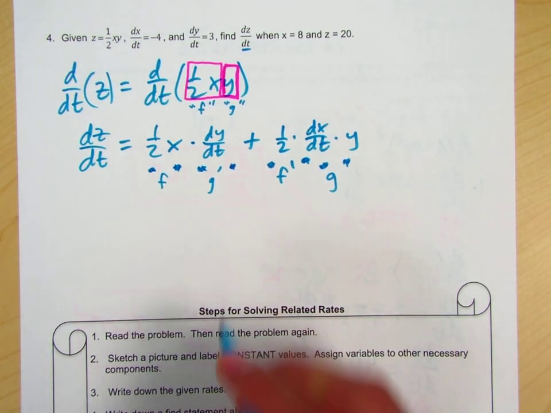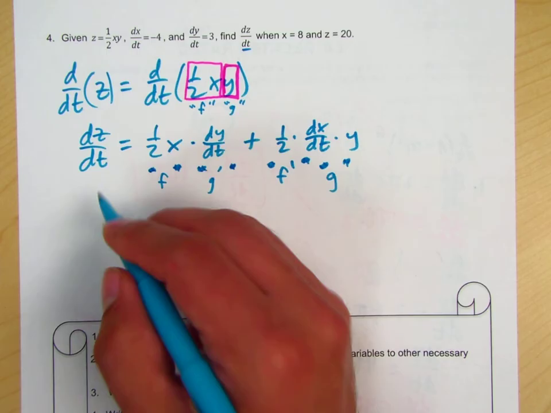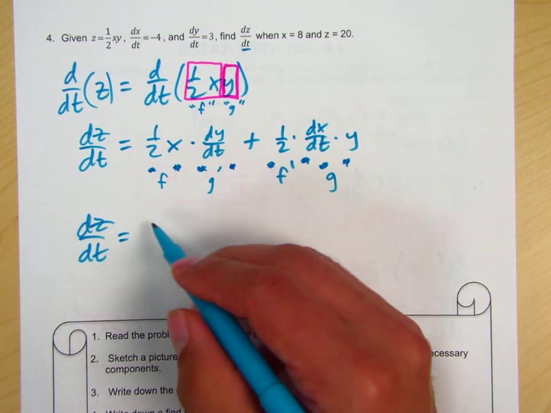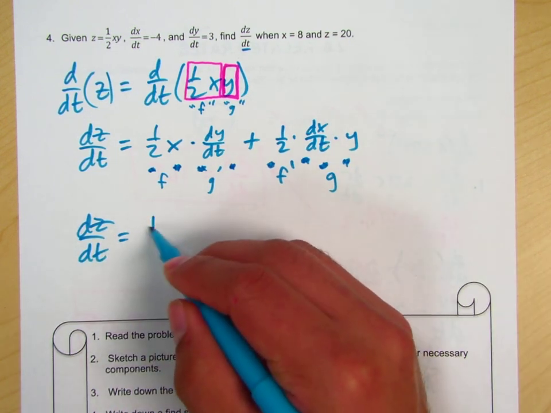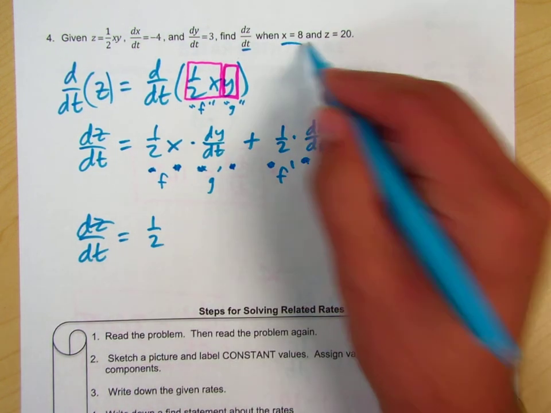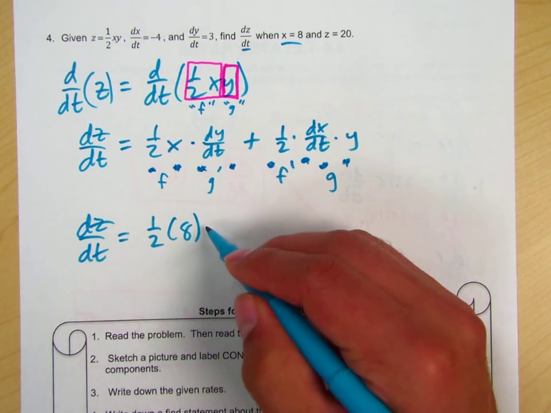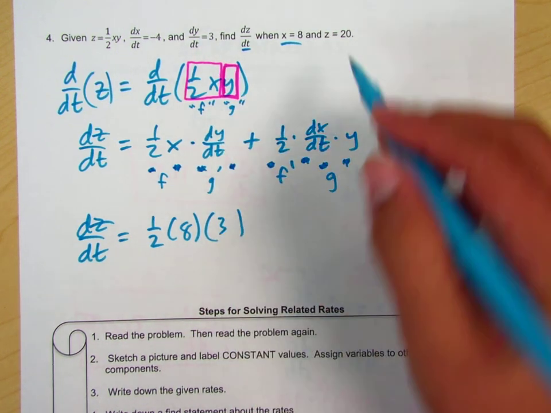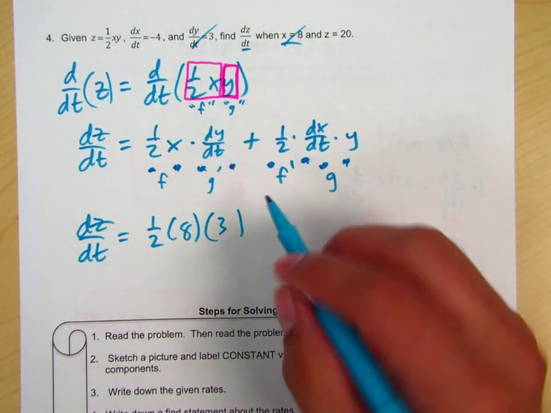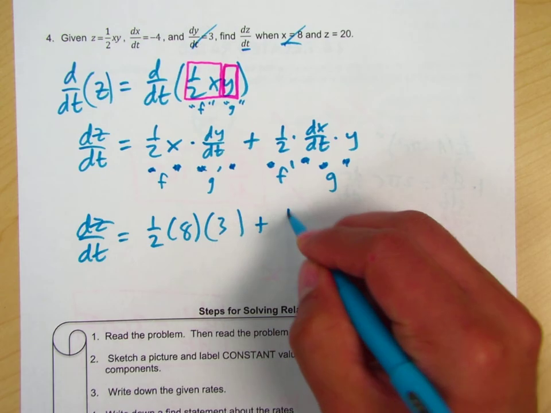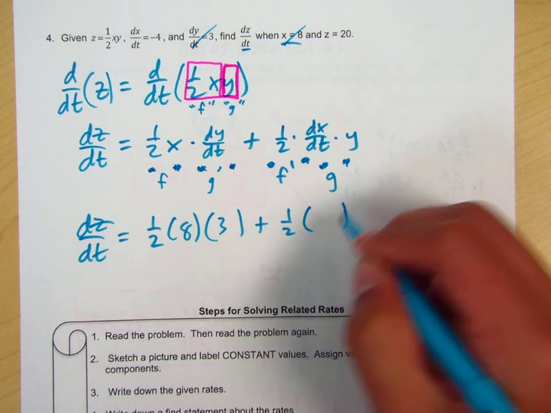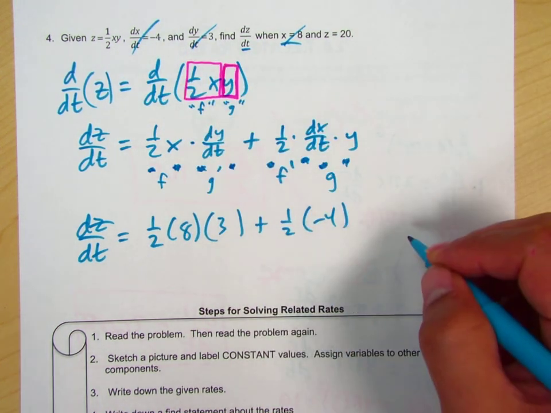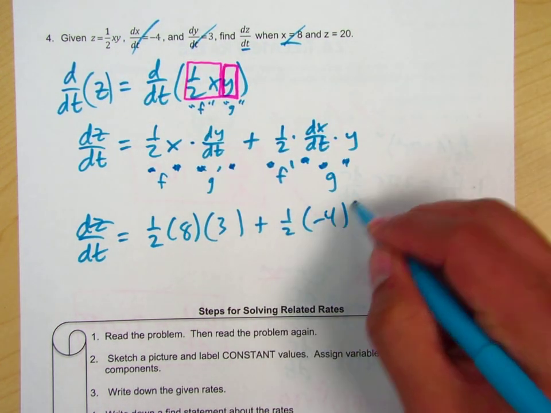All right, so now let's plug in what we know. We got 1/2. We know x is 8. dy dt is 3, so I've used that. Plus 1/2 times dx dt, which is -4, so I'm going to put that in. And now I need y.